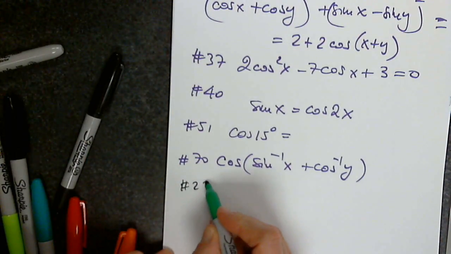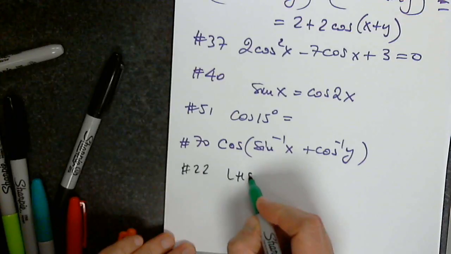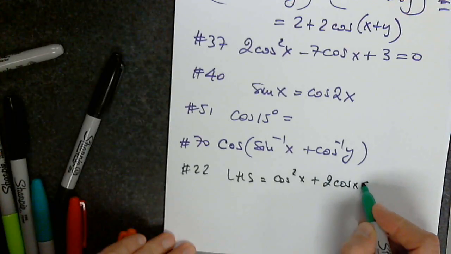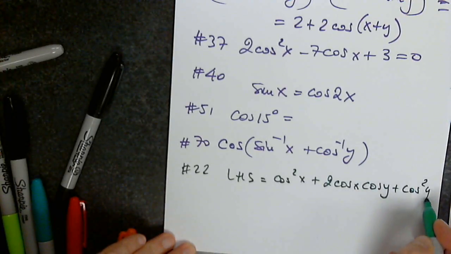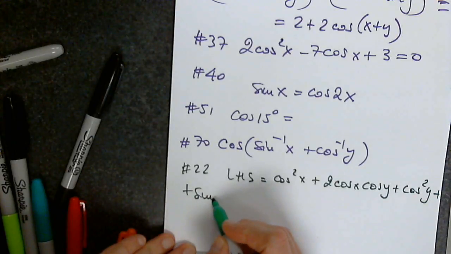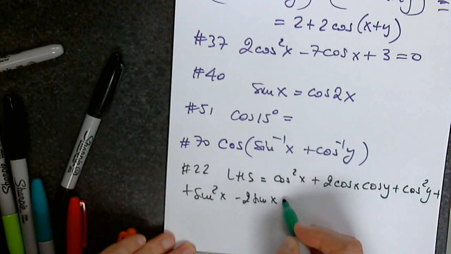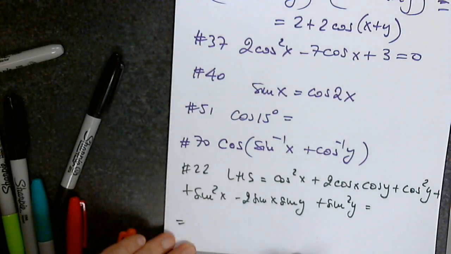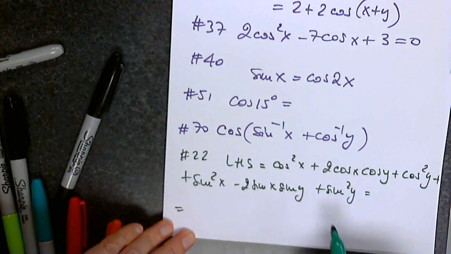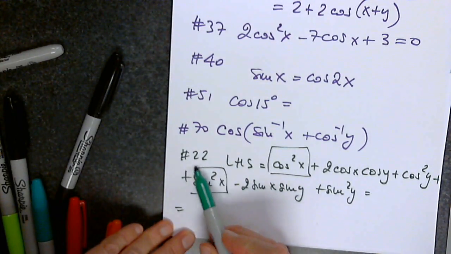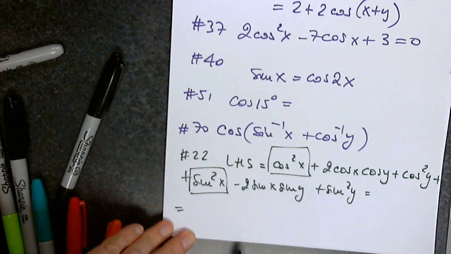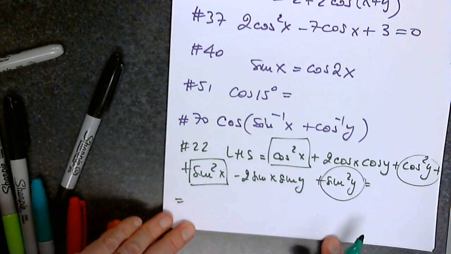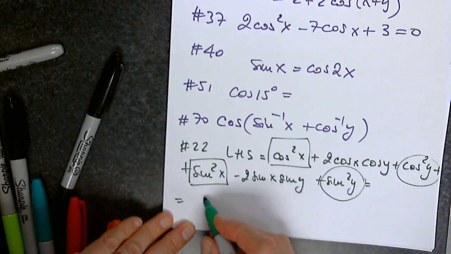So for number 22, I start from the left-hand side, and I get cosine squared x plus 2 cosine x cosine y plus cosine squared y plus sine squared x minus 2 sine x sine y plus sine squared y, correct? Yes? Okay, how much is cosine squared x plus sine squared x? That's 1. How much is sine squared y plus cosine squared y? 1. So 1 plus 1 is 2. Correct?